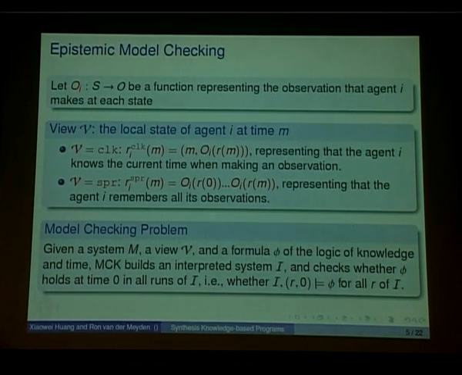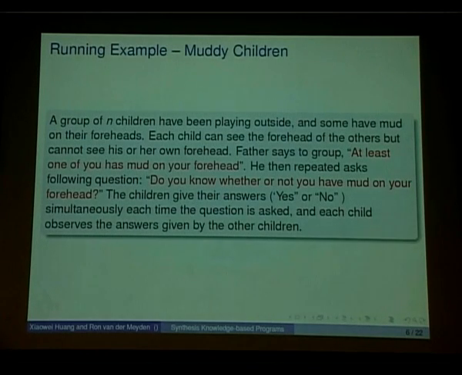Now the model checking problem is that we are given a system, a view and a formula, and we will construct the interpreted system, and we will check that this formula is satisfiable on all time 0 points of all runs. This is the model checking problem.